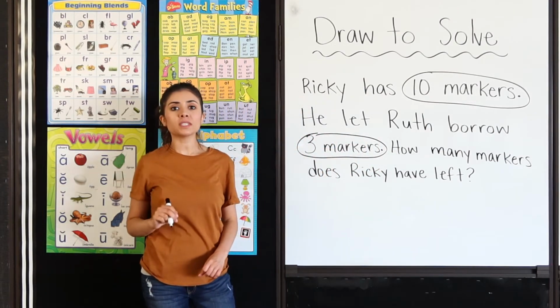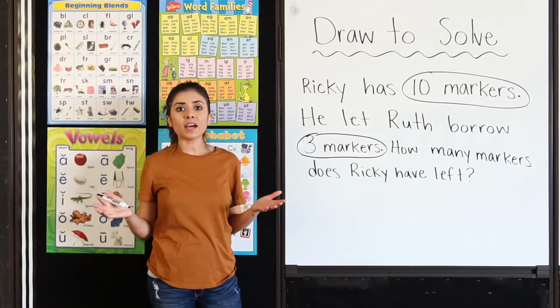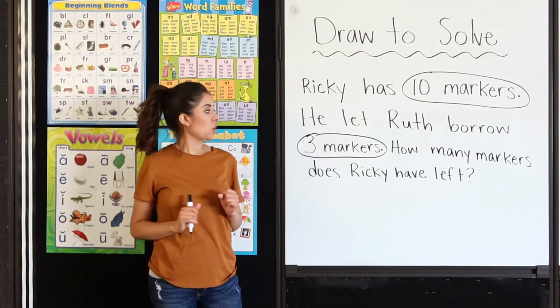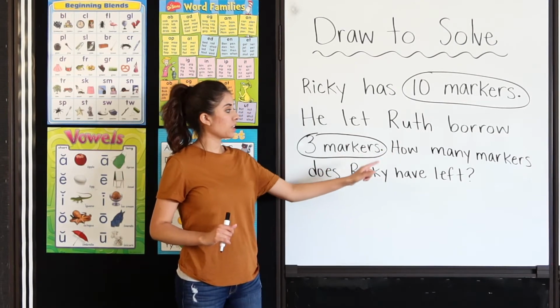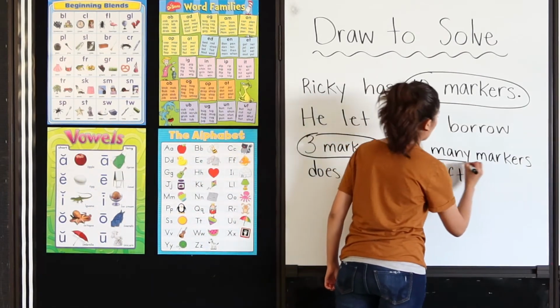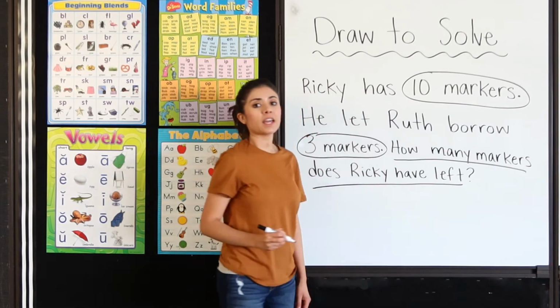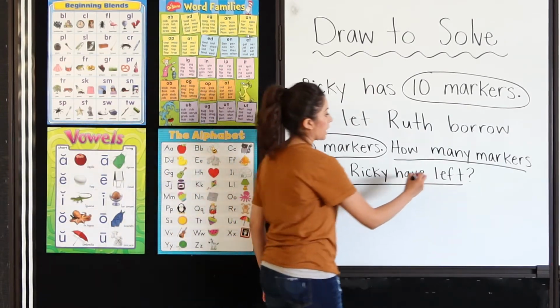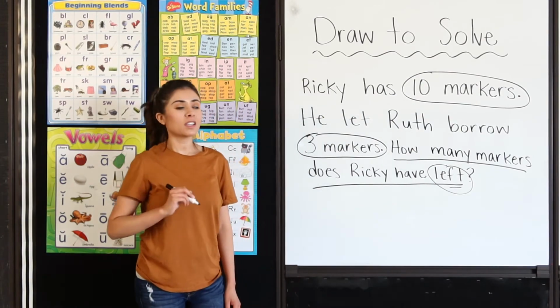Okay, so step 2 is done. Remember, our third step is to find out what do we need to know. We need to know how many markers does Ricky have left. So I'm going to go ahead and underline that. How many does Ricky have left? And I know that left means to subtract, right?